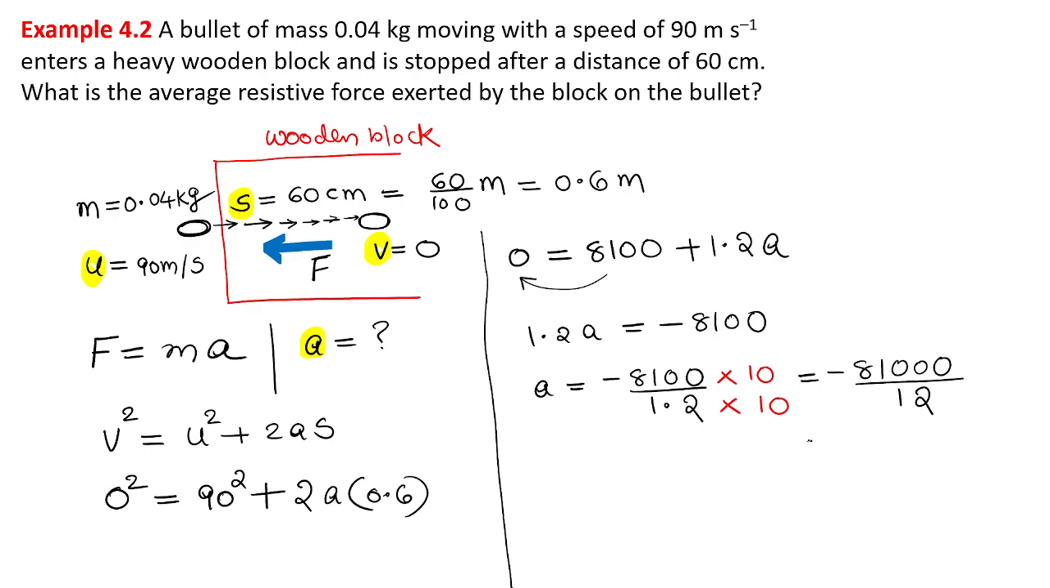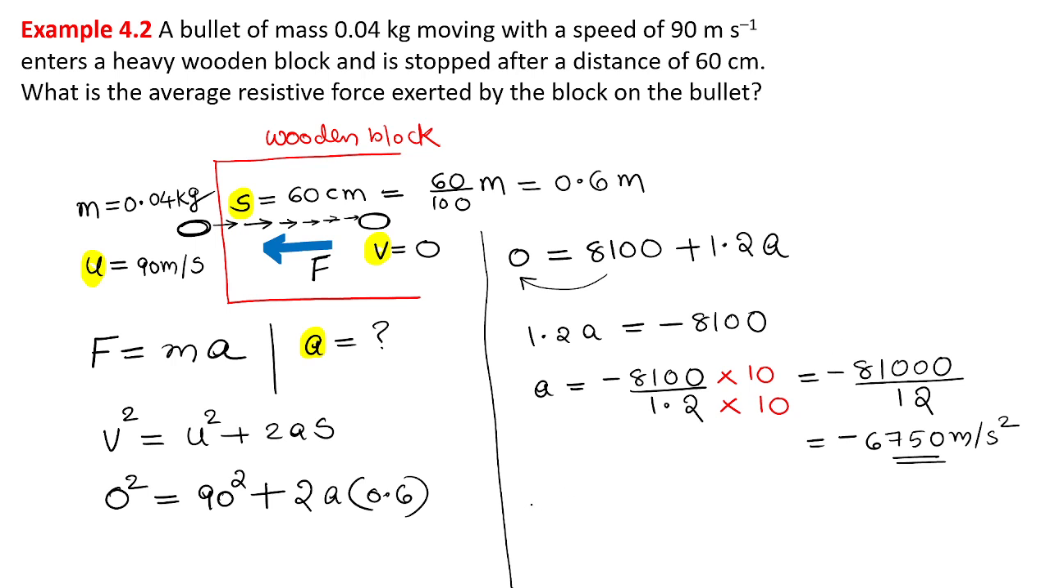Then I don't want to discuss how to do this division. That part you can do later. Let me write the value of the division. 81000 divided by 12 is minus 6750 meter per second square. You can do the division later. So I got acceleration as minus 6750. Clear? All of you clear? Understood?